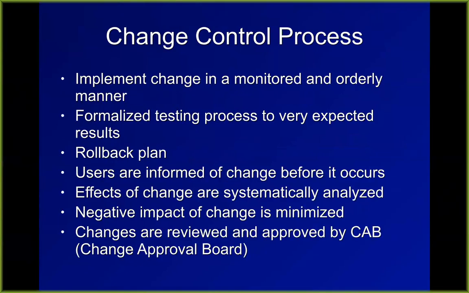And so here's your change control process. You have some kind of monitored and orderly way to make the change. You have a formalized testing process to make sure that it works. And you have a rollback plan and a rollback deadline, where if it isn't working by a certain time, you abandon it and instead go back to the previous system. You inform users that there's going to be a change, especially your help desk people. And then you analyze the change to see what's working about it and what isn't working about it. And this is all reviewed and approved by your change approval board.